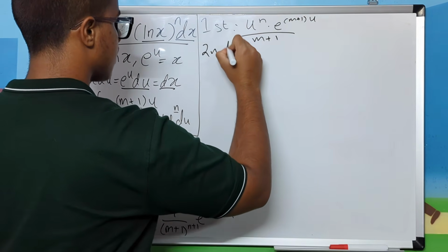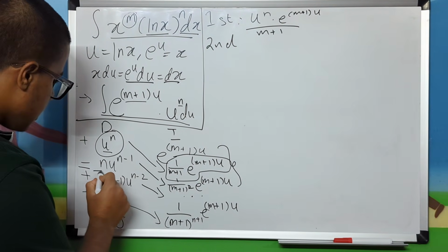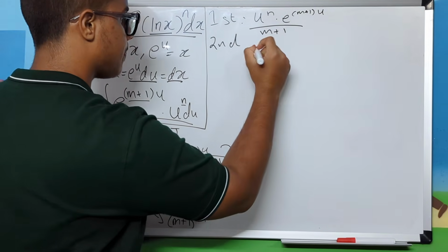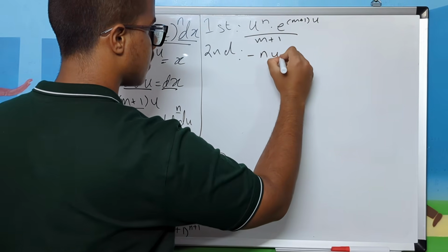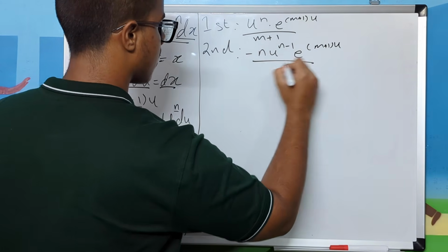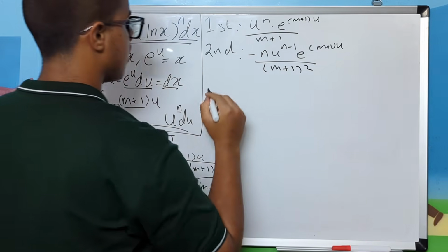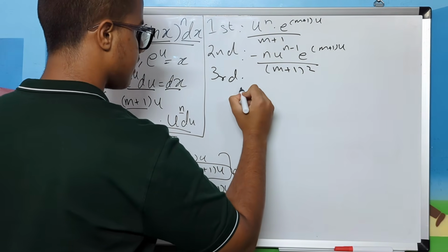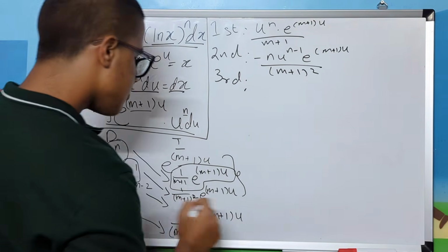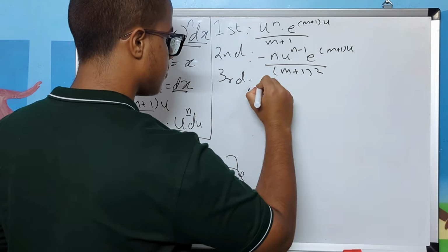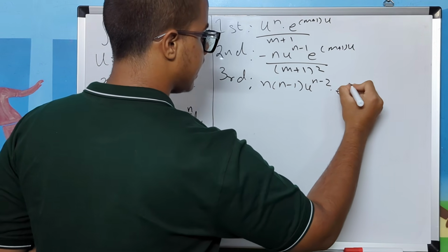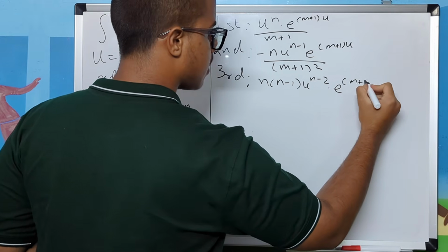For our second one, we have minus n times u to the n minus 1 multiplied with this term. It's a bit squashed, but yeah, we get this, with (m plus 1) squared. Third one, let's also do it so we can understand this better. We'll have positive n times (n minus 1) times the term with (m plus 1) cubed. So this will be n times (n minus 1), u to the n minus 2, times e to the (m plus 1)u. This e to the (m plus 1)u term will be constant for the entire thing.